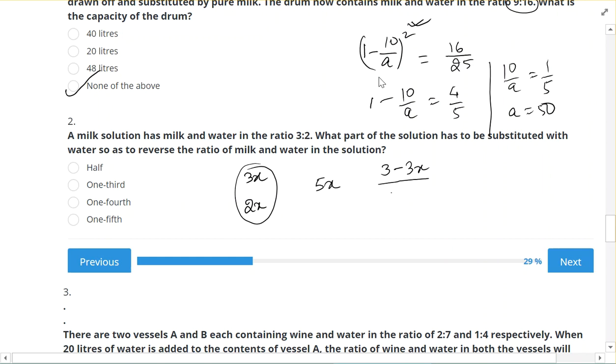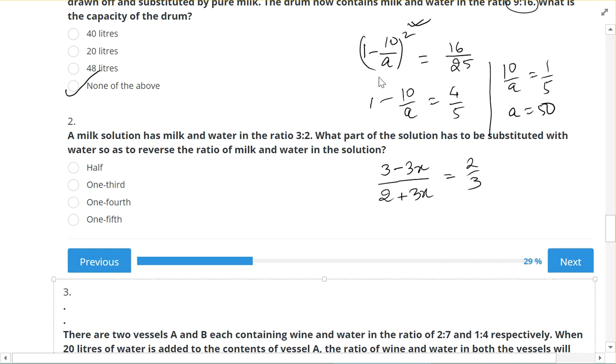by 2 minus 2x plus 5x, that is 2 plus 3x, that I told you in the previous video also. This equals the reverse ratio, that is 2 by 3. Straight and simple. So 9 minus 9x is equal to 4 plus 6x. So 5 is equal to 15x. x is equal to 5 by 15, that is 1 by 3.